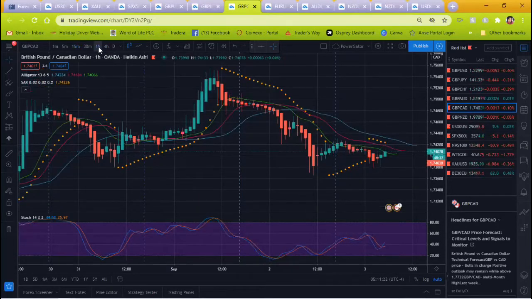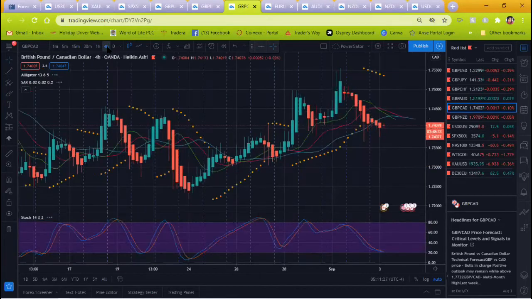The 1 hour is in a sale. The 4 hour is also in a sale. Okay, again, you can see the green has crossed the red and it has crossed the blue. So that is a definite good sign. Now, it hasn't completed its downward momentum yet, but we can see that it's going into the downward momentum, going into the sale because of that crossover there.